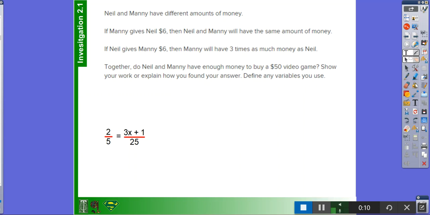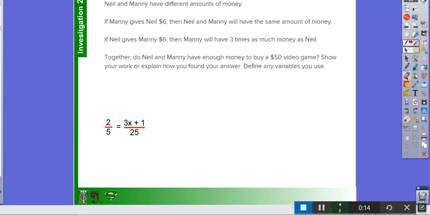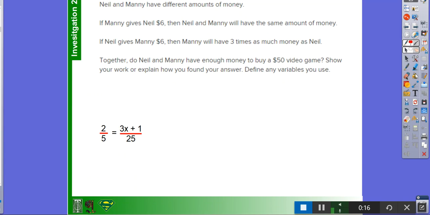Okay, so Neil and Manny have a different amount of money. If Manny gives Neil $6, then Neil and Manny will have the same amount of money. So one equation we can write from this is that Neil plus the $6 that Manny gives to him is going to equal Manny's amount of money.